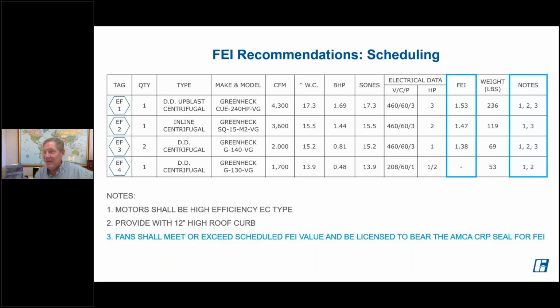You don't need to select the minimally compliant fan for your application, and you shouldn't. You should select the fan that's best for your application, that's going to give you the best overall performance and minimum energy consumption. And the way you do that is by scheduling FEI and adding a note in the spec related to that.